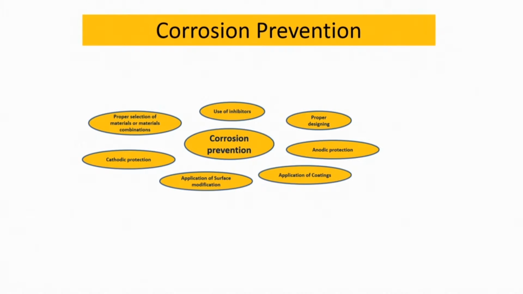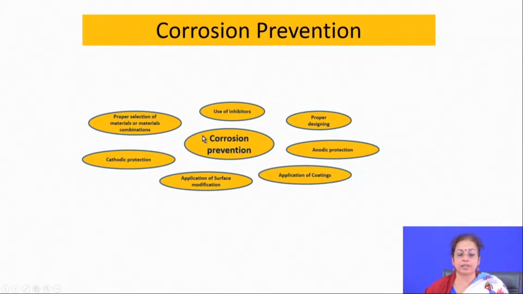Hello, in this talk we will discuss the different ways by which different types of corrosion can be prevented. In the case of aqueous corrosion, we should take important measures so that the corrosion kinetics can be reduced and it can be prevented to a large extent. So, this is the summary slide which shows the different ways by which corrosion may be prevented.